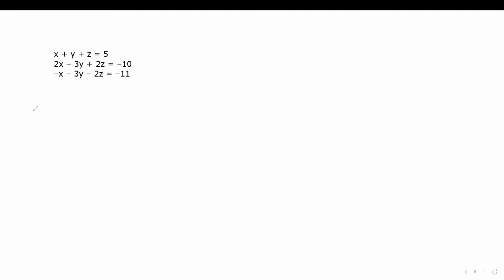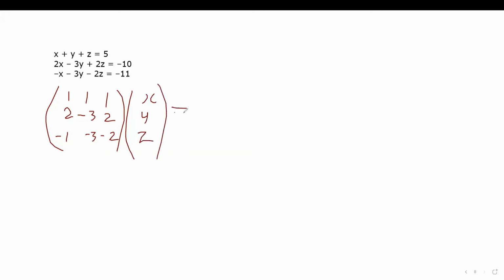These equations can be written in the form: the matrix 1, 1, 1, 2, minus 3, 2, minus 1, minus 3, minus 2, which are the coefficients of x, y, and z, times x, y, z, and that is equal to the result matrix given over here, which is 5, minus 10, minus 11. And you're done. This is it in the form AX equal to B. This is A, this is X, and this is B.